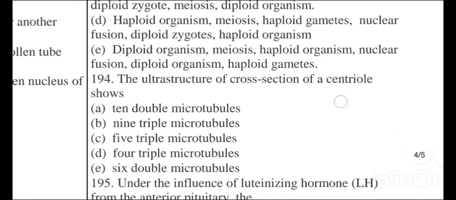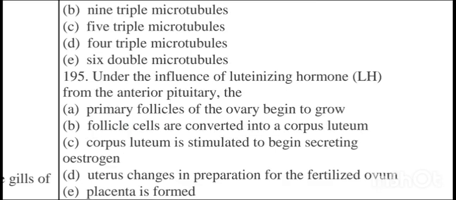Next question. The ultrastructure of cross section of centriole shows. So it shows 9 triple microtubules. Here the influence of luteinizing hormone from the anterior pituitary. So the right answer is corpus luteum is stimulated to begin secreting estrogen.